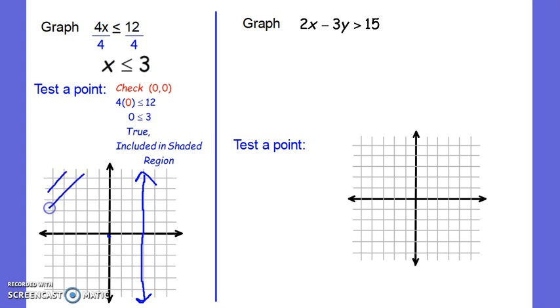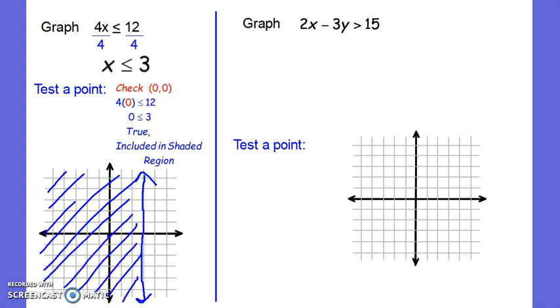So I'm going to shade in. And notice when I shade, I don't really make it a solid shading. I'm just going to make some lines. Everything in that shaded region, everything to the left side of 3, is going to be a true statement. Which makes sense, because anything to the right of that would have been where x was greater than 3, and that's not what we want. x is less than or equal to 3.